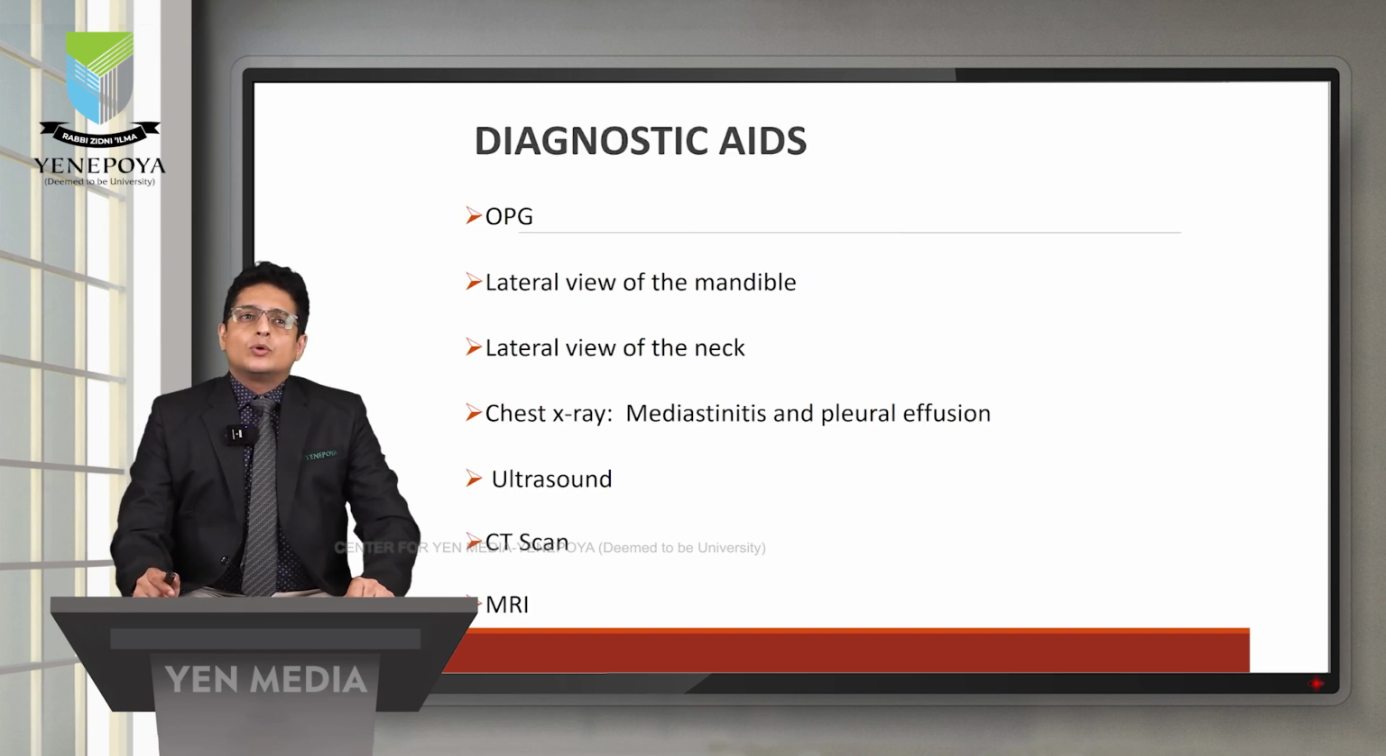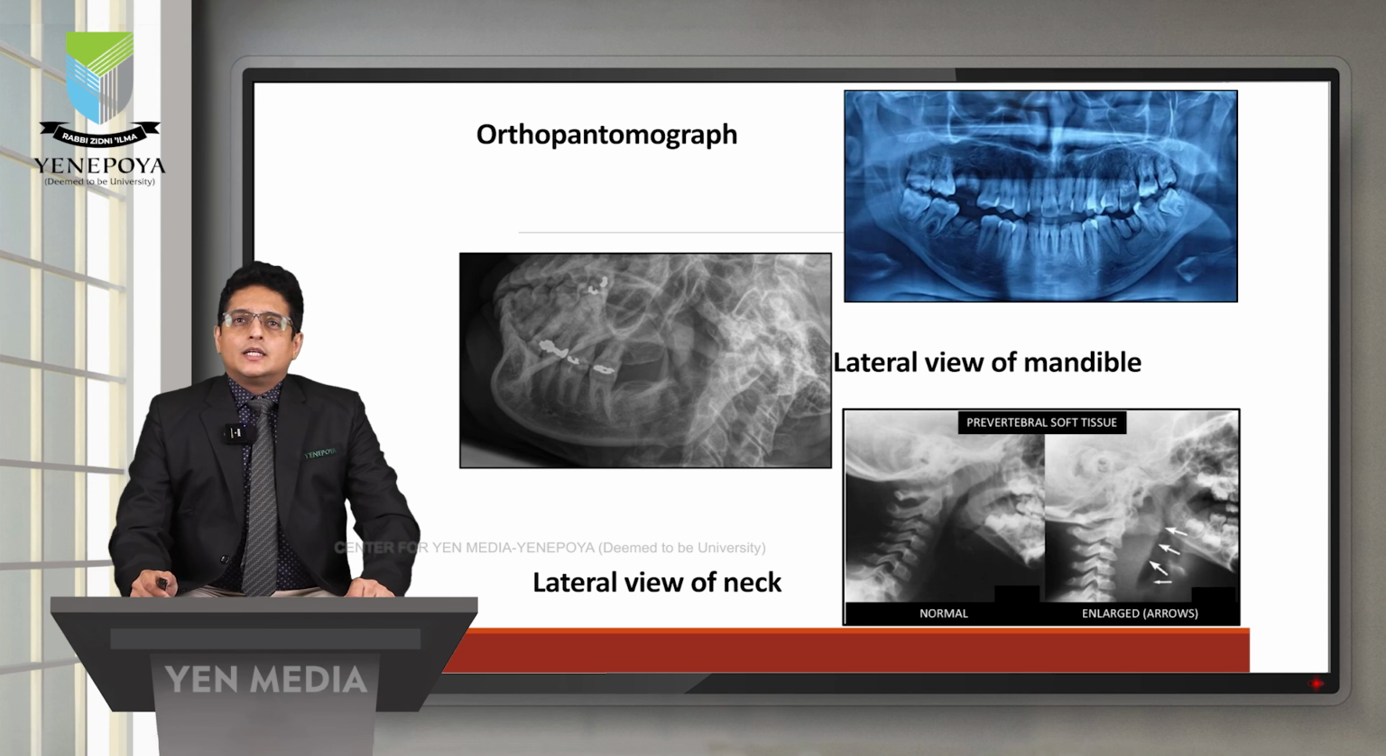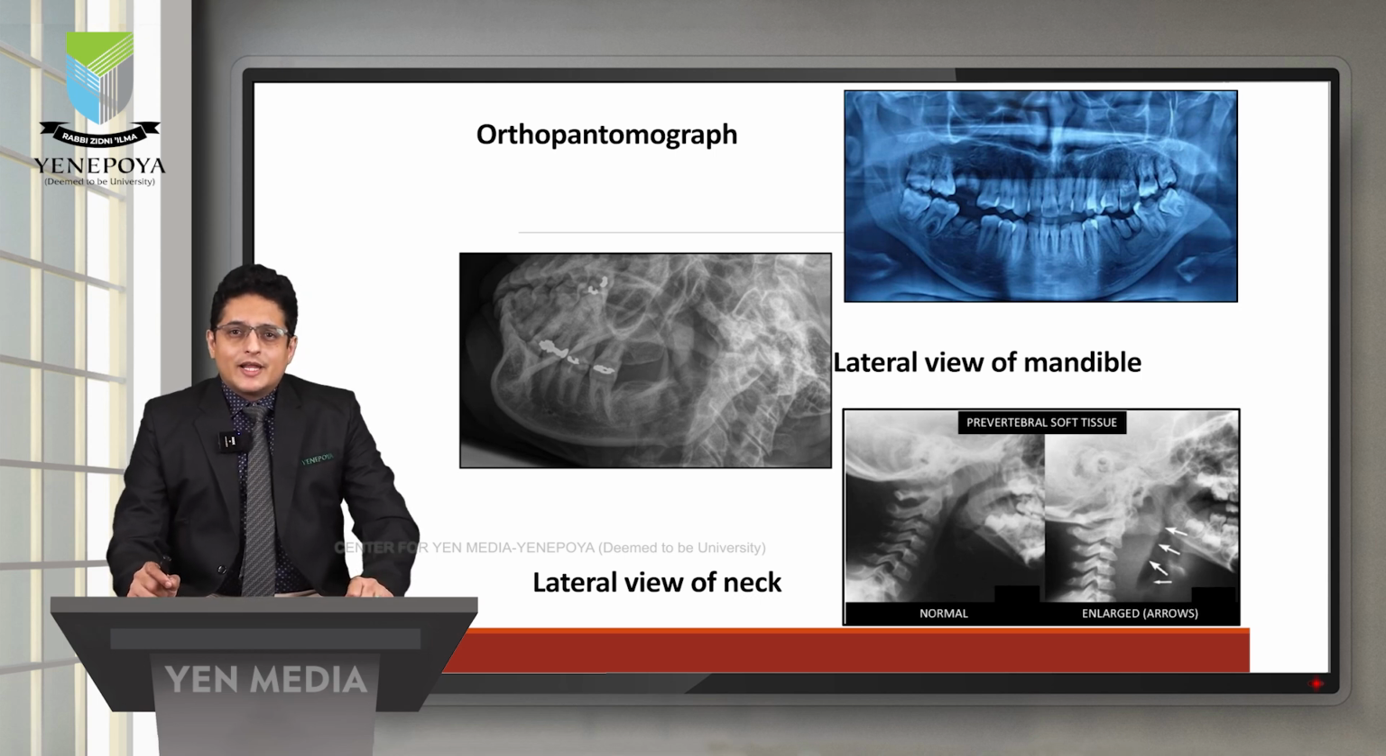The diagnostic aids include OPG, lateral view of the mandible, lateral view of the neck, chest X-rays to assess mediastinitis and pleural effusion, ultrasound, CT scan and MRI. The right upper picture indicates the OPG, which is basically to make out the offending tooth. So we have to diagnose the cause. Since 75 to 90% of the causes are odontogenic, first the OPG reveals whether there is an offending tooth.